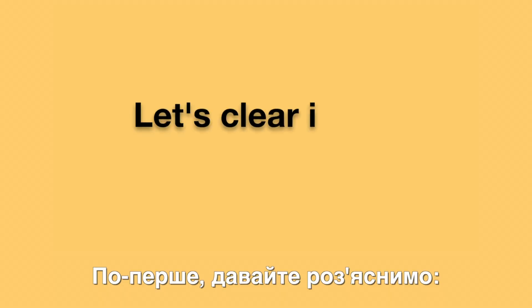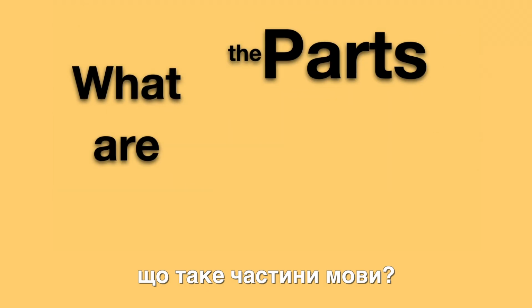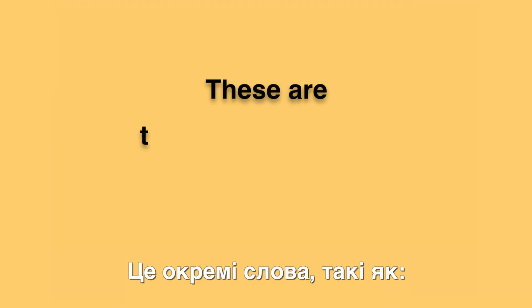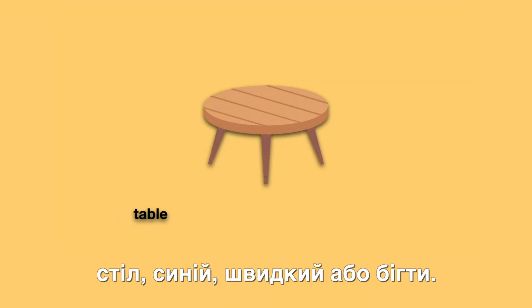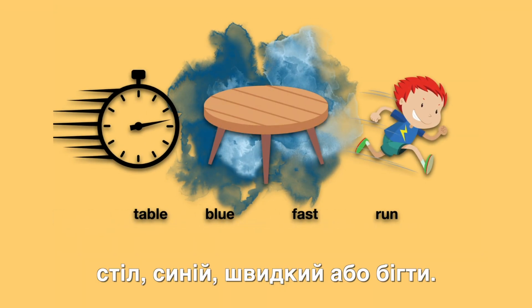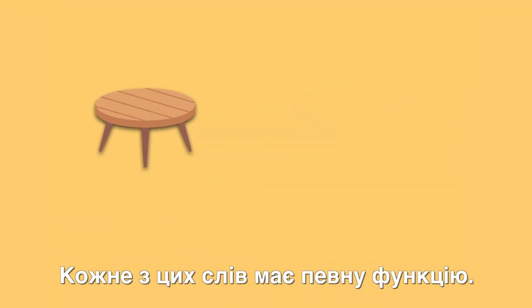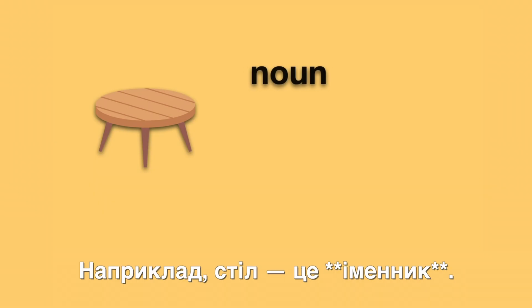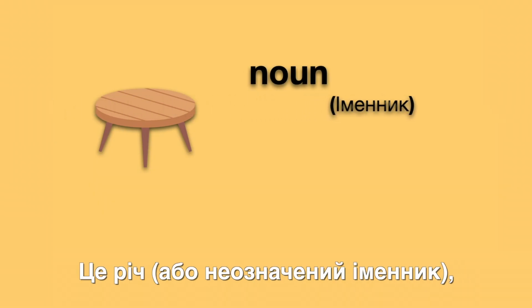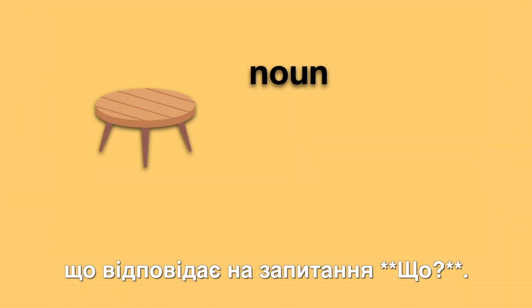First of all, let's clear this one out. What are the parts of speech? These are the individual words like table, blue, fast, or run. Each of them has some kind of function. For example, table is a noun. It is a thing or inanimate noun and answers the question, what?